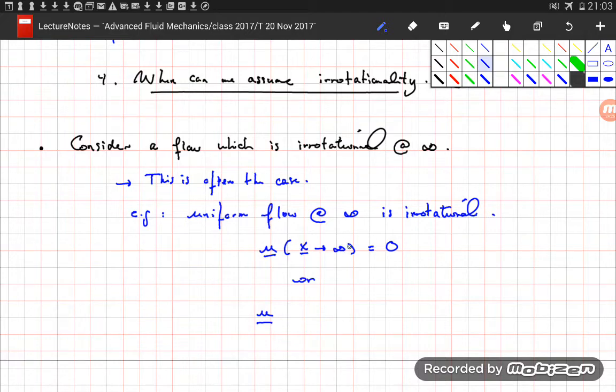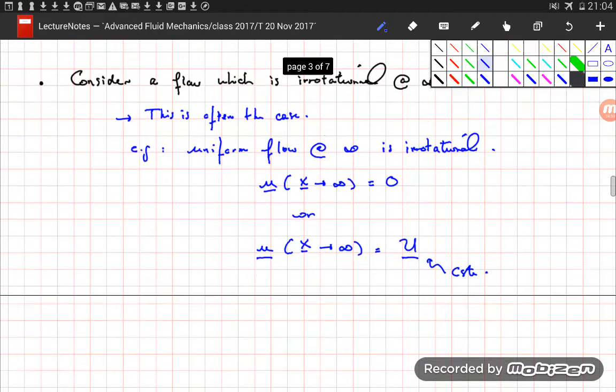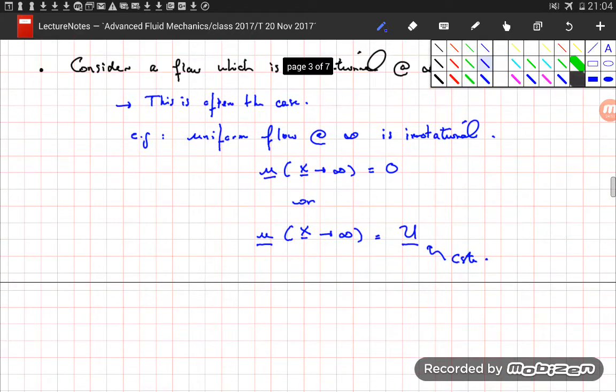this is often the case in the lab frame, in the frame of reference in the lab, if you have moving objects, or even if you are in a wind tunnel, for instance, and the flow when you go to infinity is simply equal to a constant, right? So in either of these cases, the flow at infinity will be irrotational. Now, to have an irrotational flow, we need the flow to be irrotational at infinity. If the flow is irrotational at infinity, then it will have an important consequence if you write down the vorticity equation.